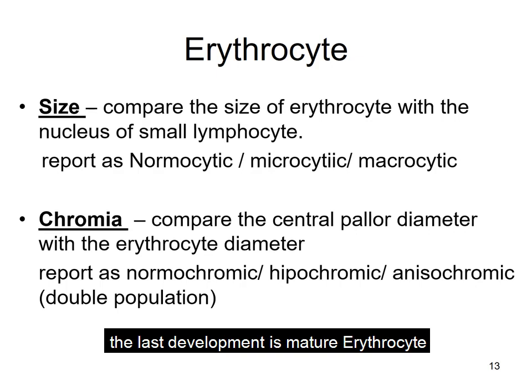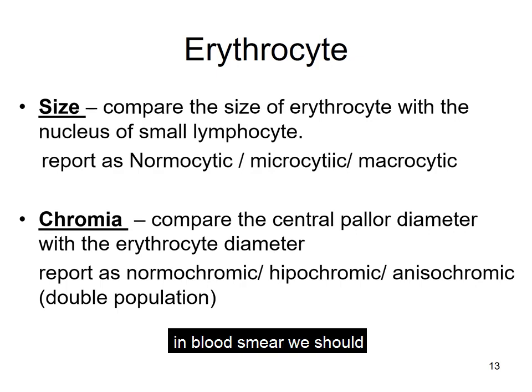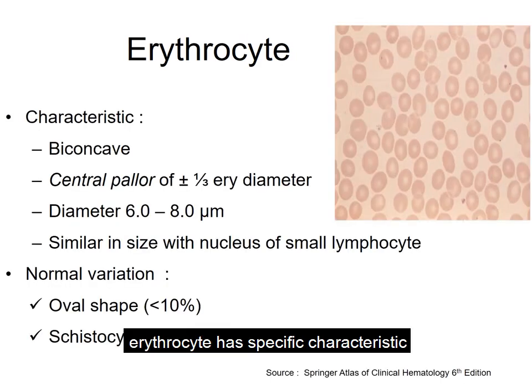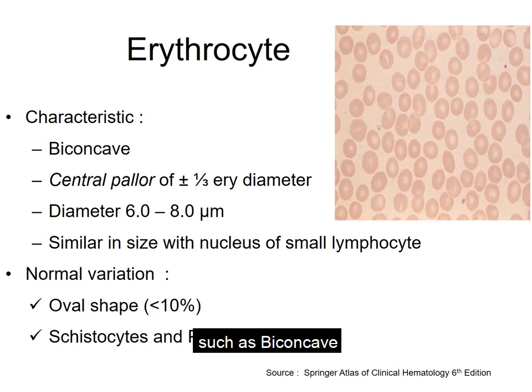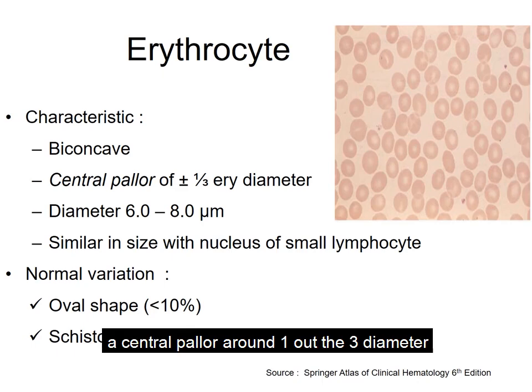The last development stage is the mature erythrocyte. In blood smears, we should examine the size and the chromasia. Erythrocytes have specific characteristics, such as being biconcave, with a central pallor around 1/3 of the diameter, and being as big as the nucleus of a small lymphocyte.